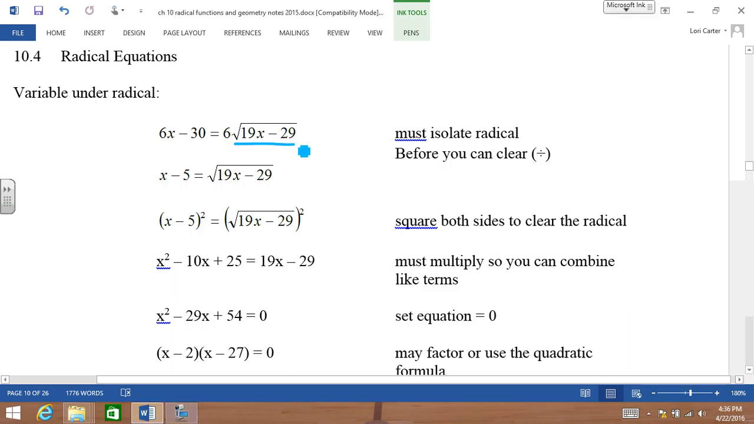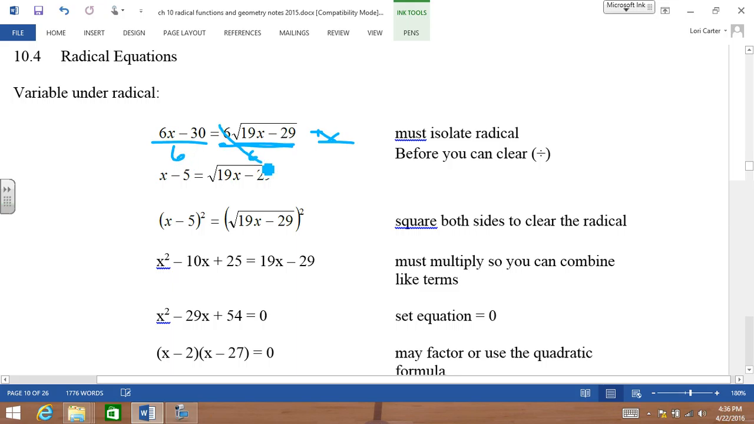To get rid of him, there can either be a number times him, like the 6, or there could be something added or subtracted back here. If it's added or subtracted, we have to subtract it to the other side, and if it's multiplied, we must divide. So this time, we have to divide by 6 in order to get the square root by itself. If it divides, you do. If not, you leave it as a fraction.